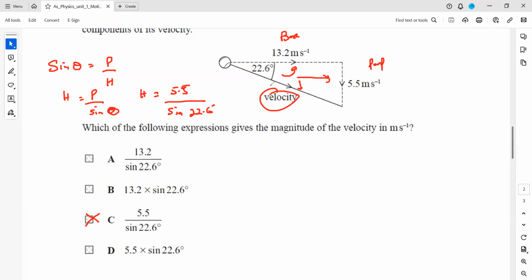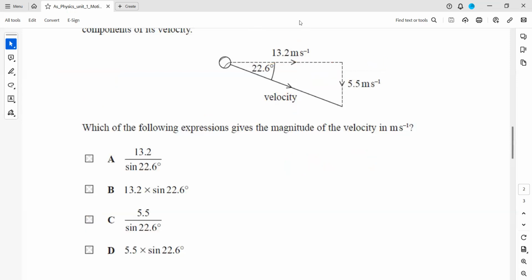We can also work out the resultant by using the Pythagoras theorem, but we don't have that option. The resultant can be the square root of 13.2 squared plus 5.5 squared. That will also give the resultant velocity because this one is the base and this one is the perpendicular. When we square, sum and take the root, we get the hypotenuse, which is the velocity. But there's no option which includes the Pythagoras theorem. That's why we use a trigonometric ratio to work out the hypotenuse.